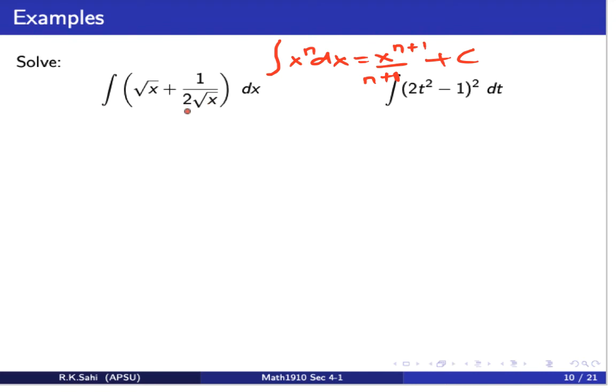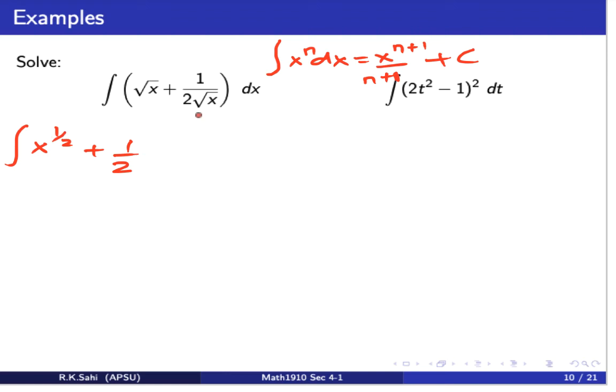Okay, now let's look at this one. It's a sum of two functions. So what I'm going to do is first change this square root into an exponential kind of function. So I'm going to write this as x to the power half. Now this is a constant, so just write half. Now this square root is in the denominator.